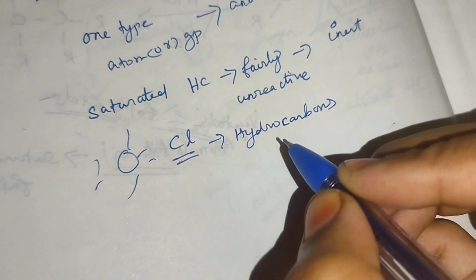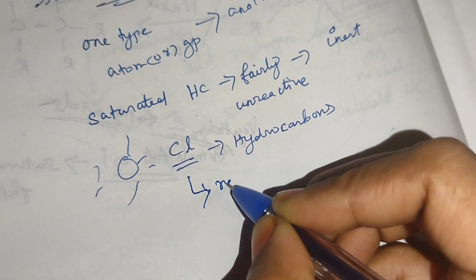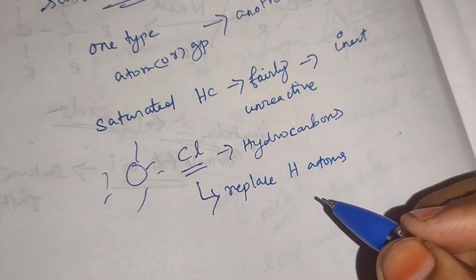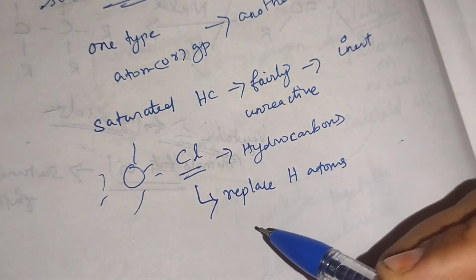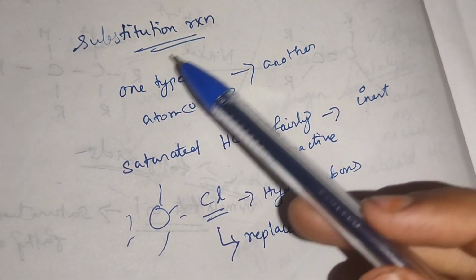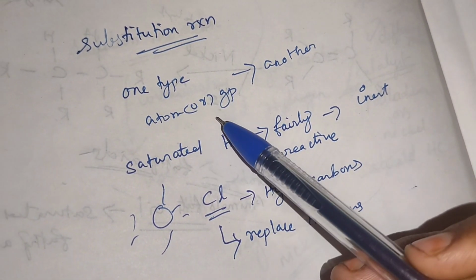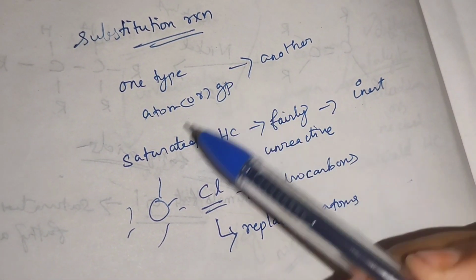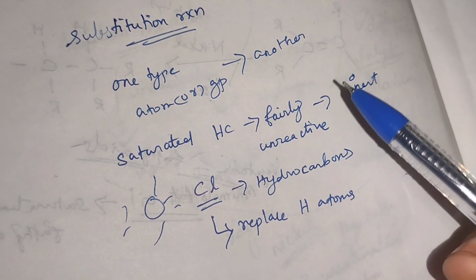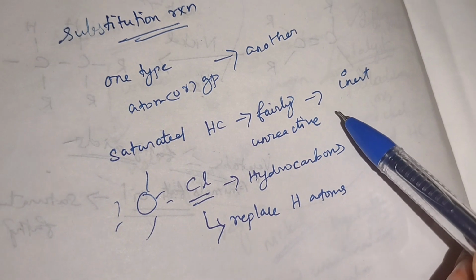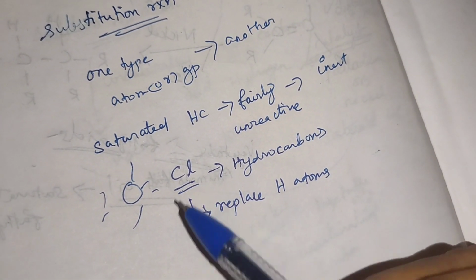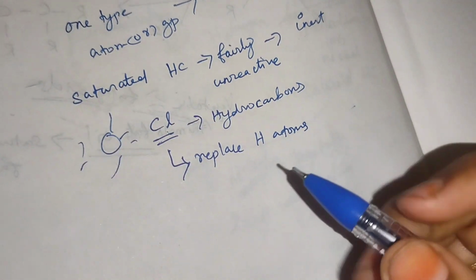This chlorine replaces hydrogen atoms. This chlorine will replace the hydrogen atoms one by one, and this is known as a substitution reaction. So substitution reaction means one type of atom or group takes the place of another one. Saturated hydrocarbons are fairly unreactive and inert in the presence of most reagents. In the presence of sunlight, chlorine will replace the hydrogen atoms one by one. So that is known as a substitution reaction.